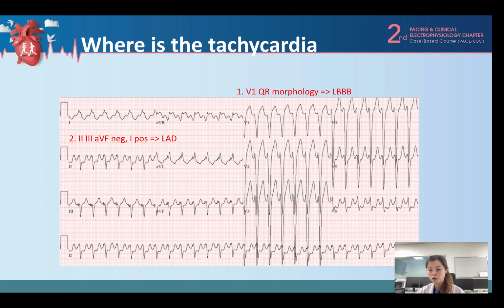One important point to note is that SVT with LBB aberrancy is uncommon in a structurally normal heart. This is due to the ERP property of the bundles. SVT with RBB aberrancy is much more common. Therefore, antidromic AVRT or VT should be considered in our patient.